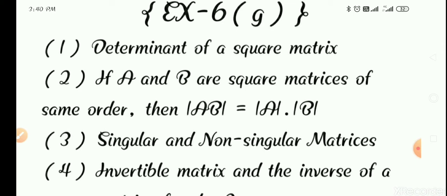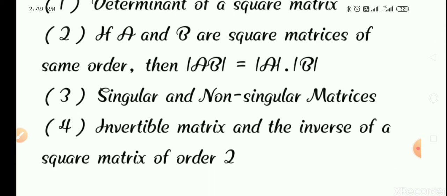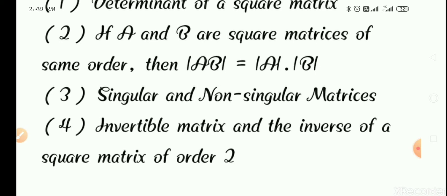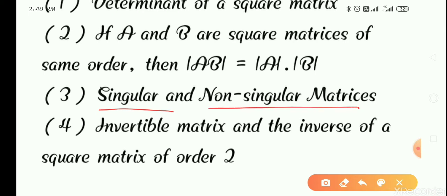Next thing, singular and non-singular. It is a very easy point. Suppose you have a square matrix and you are finding its determinant. If the value of its determinant is equal to 0, then it will be singular. Otherwise, it will be a non-singular matrix.